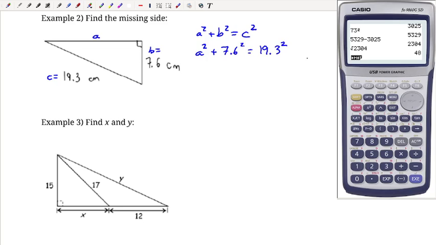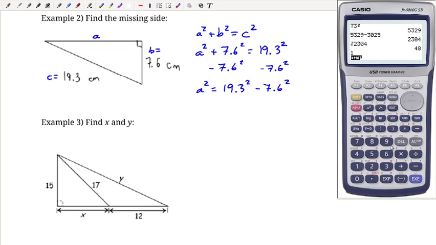Now I'm going to save myself a few steps by moving this over and typing it all into my calculator at once. So I'm going to subtract 7.6 squared from both sides. And I actually can't simplify this yet. I'm just trying to get it so that I can type something into my calculator all at once. So this is 19.3 squared minus 7.6 squared. I can't combine them. They are exponents with different bases. Think of this as like x and y. But I can type that all into my calculator at once now. 19.3 squared minus 7.6 squared.